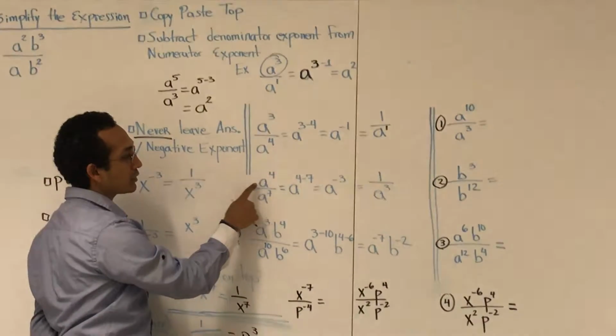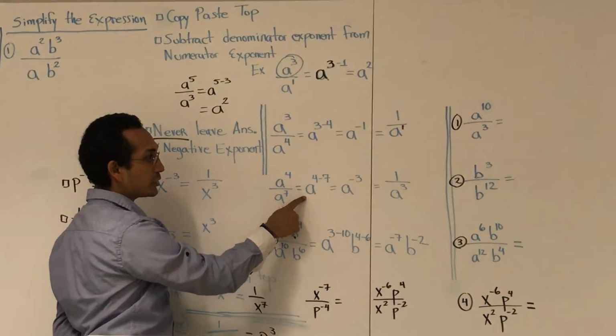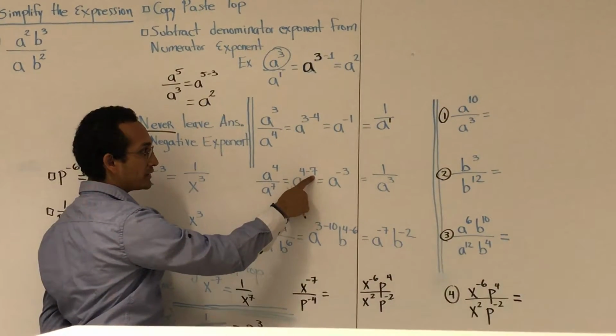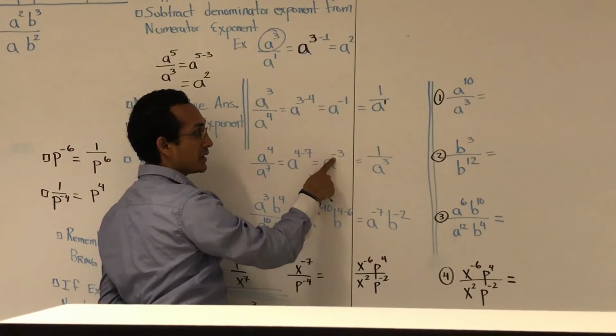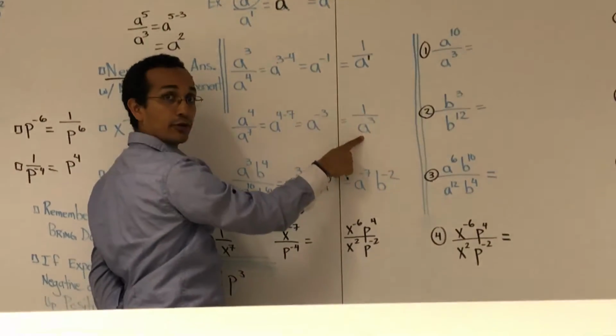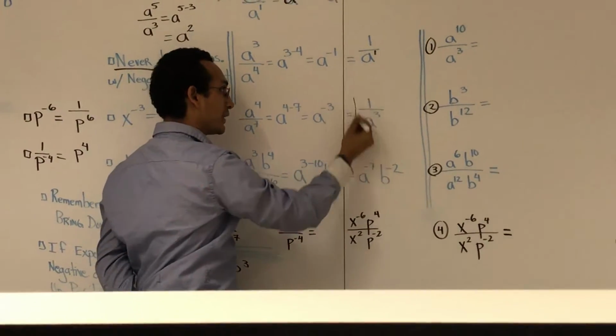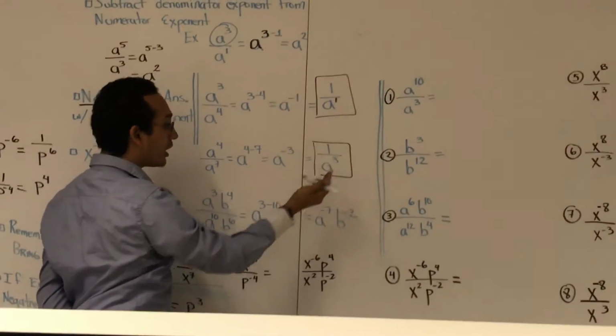a to the 4th over a to the 7th. Again, copy paste the top, subtract 7. So 4 minus 7 is negative 3, right? So what happens? This negative 3, you bring it down, so it becomes 1 over a to the 3rd. So this is your final answer. Okay? These are your final answers because the exponents are positive.